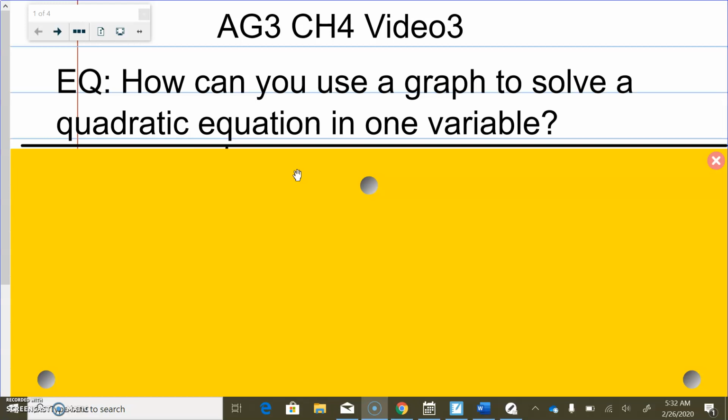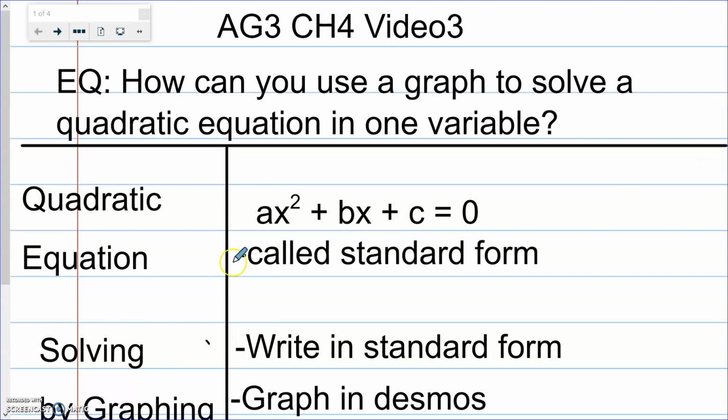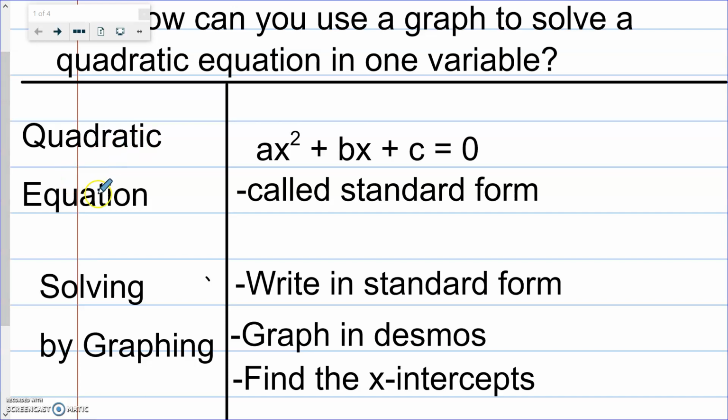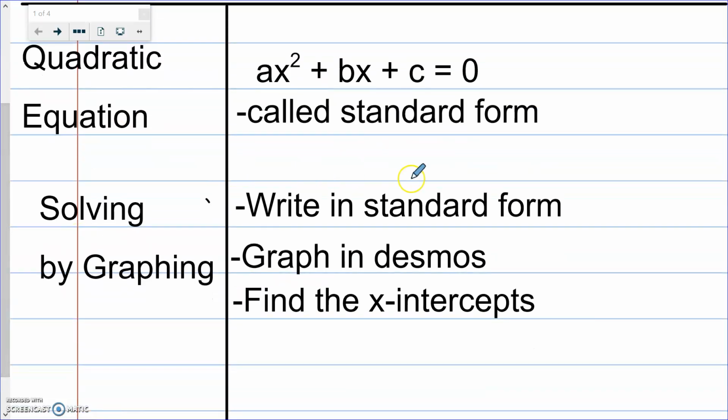Today our central question is, how can you use a graph to solve a quadratic equation in one variable? So let's look at some quick definitions. A quadratic equation will be in the form of ax squared plus bx plus c equals 0. That'll be called our standard form. We want to start off all our equations in this way. If it doesn't look like it's equal to 0, we must solve and set it equal to 0. Once we do that, in order to solve by graphing, we need to write in standard form. We will graph it in decimals.